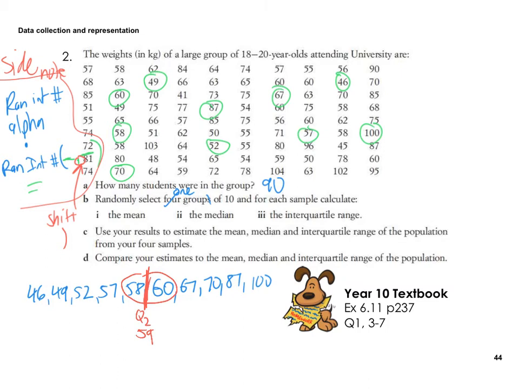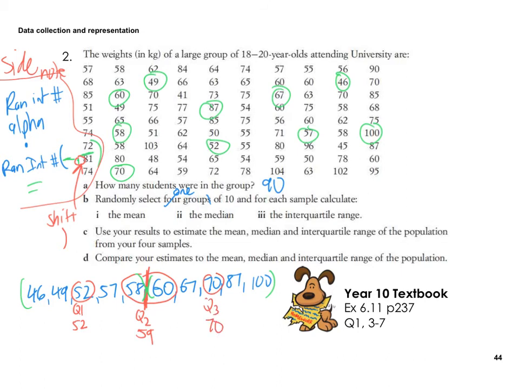Now lower middle from here and higher middle from those two. Lower middle is going to be, well, there's 5 numbers here, and the middle is this one right here. So this is Q1, which is 52. And then upper middle, this one here is 70, which is Q3.